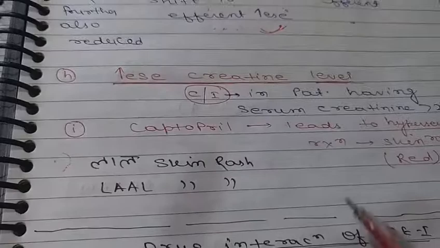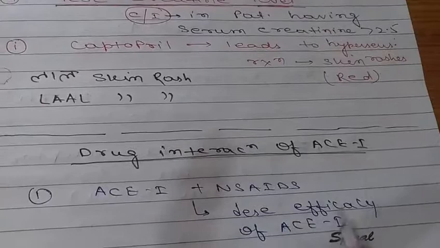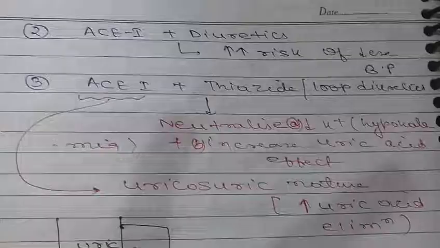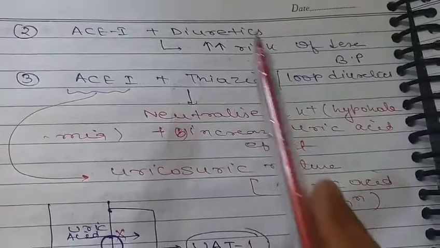Now we will discuss the drug interactions of ACE inhibitors. If ACE inhibitors are given with non-steroidal anti-inflammatory drugs, then the efficacy of the ACE inhibitor will decrease because these drugs inhibit prostaglandin synthesis. If ACE inhibitors are given with diuretics, then the risk of decreased BP increases. Clear? That is, orthostatic hypotension may occur.